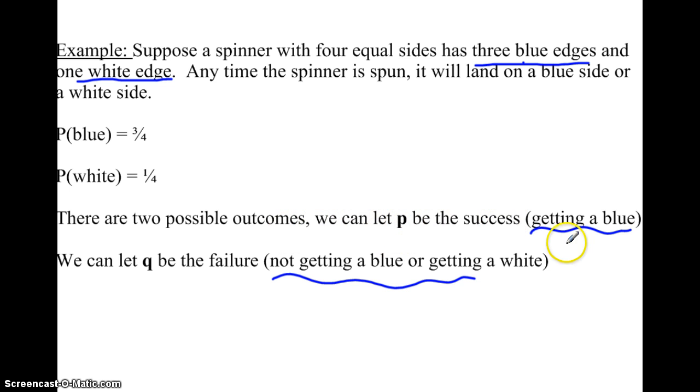P is a success. We're going to say that a success is getting a blue. So we're actually naming blue to be the success. Again, that's just because of the way we want to set up this experiment. You could choose a totally different way to set this up, or you could be looking at a different color. So getting a white, or not getting a blue, is going to be our failure. All right?